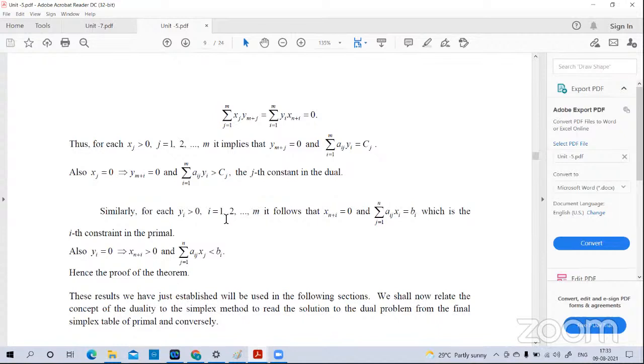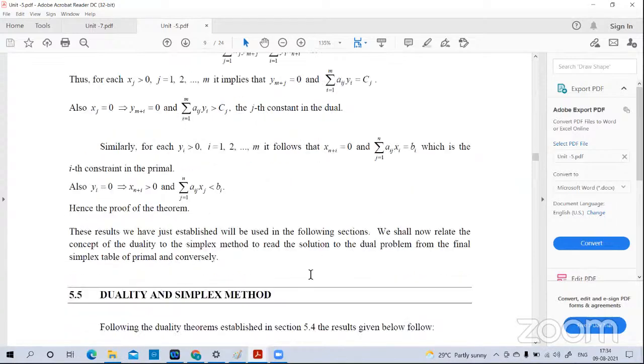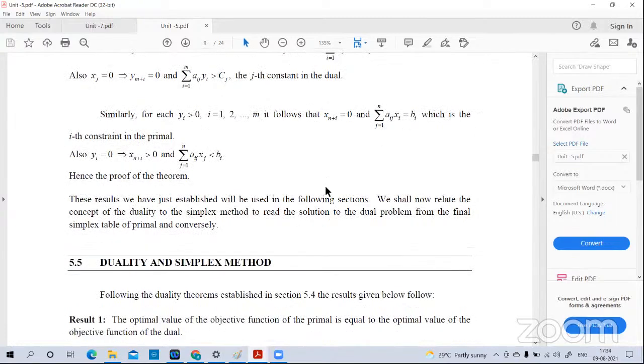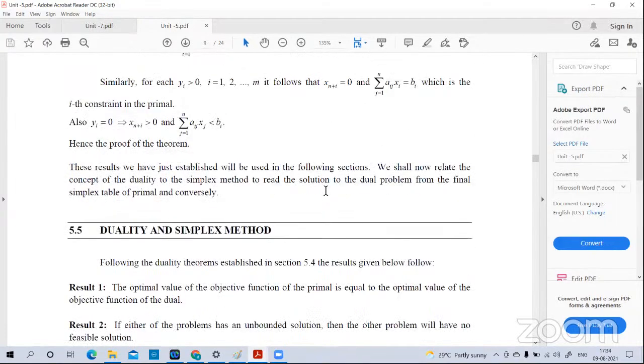The first equation is summation aij yi is equal to ci. And similarly, when ym plus i is equal to 0, then summation aij yi is greater than cj. Now similarly we can proceed further with the other constraints also, and in such a way the primal will be converted to the dual problem. And the dual simplex.